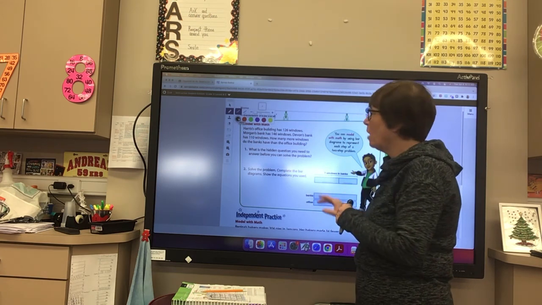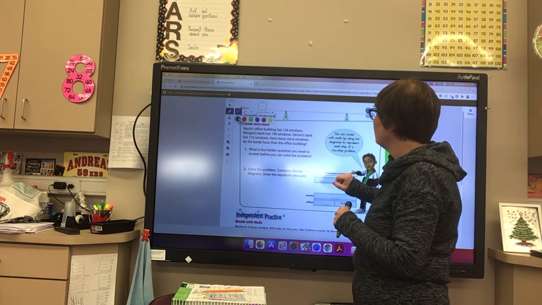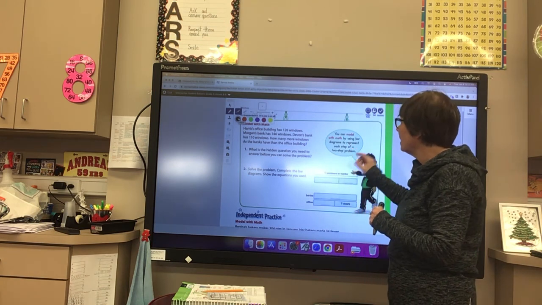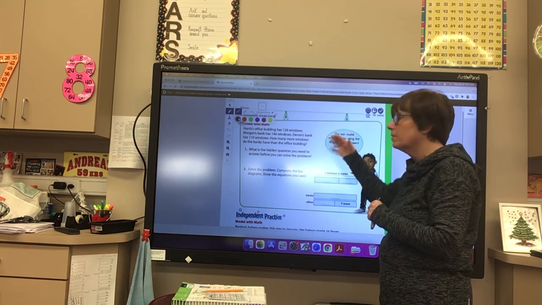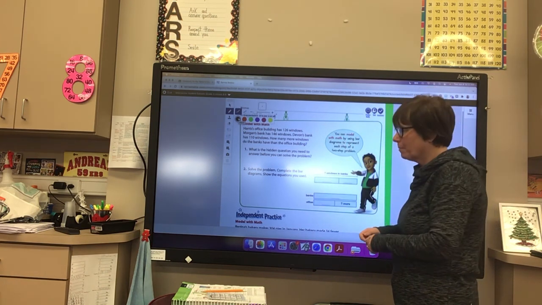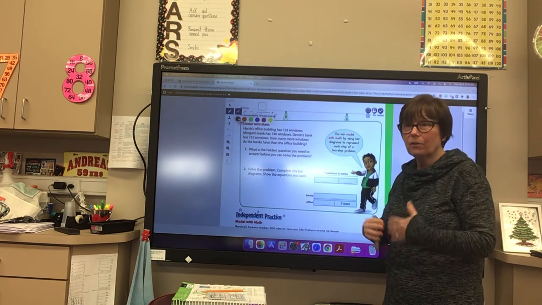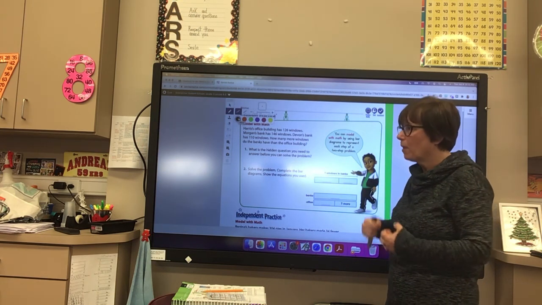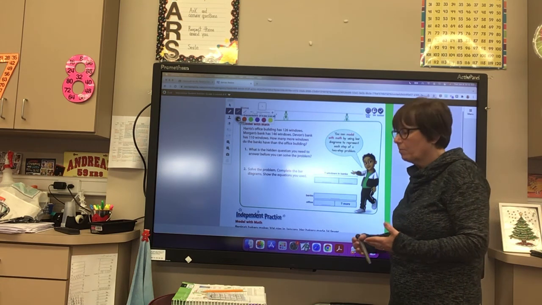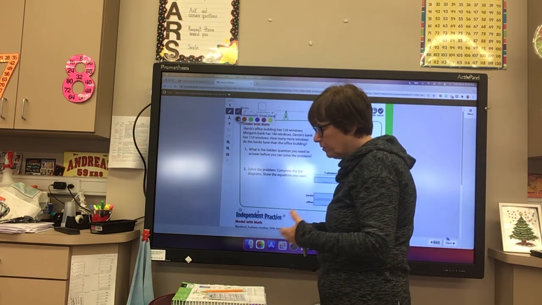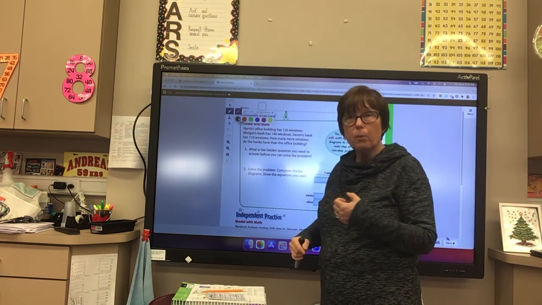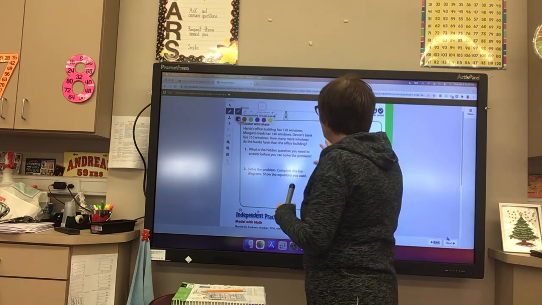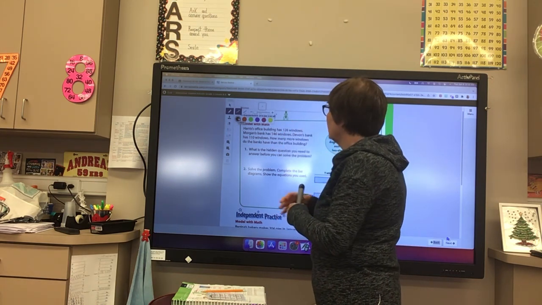Now here our friendly helper says you can model with math by using bar diagrams to represent each step of a two-step problem. So this is a two-step problem. So here's what we like to do to help us figure out our two-step problems or any of our math problems. The first thing we're going to do is we're going to circle our important numbers. So we do have important numbers in our problem.